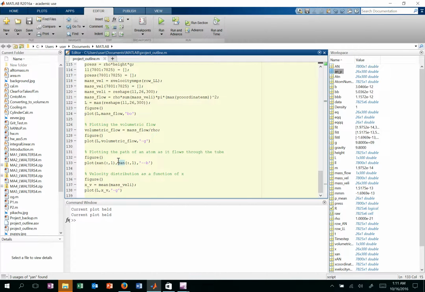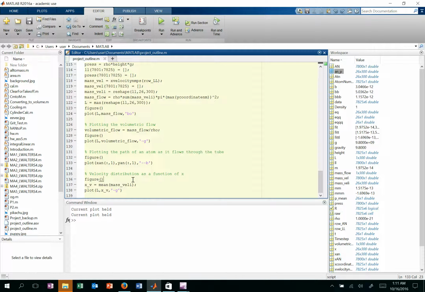And with the variables that we've created, we can also plot other things, such as the path of an atom as it flows through the tube. We basically do this by just plotting the x and y coordinates and making sure that they correlate, which is what we did by sorting both of these by atom number in our previous plot. So with this one, we're just finding the path of the first atom as it flows through the tube.